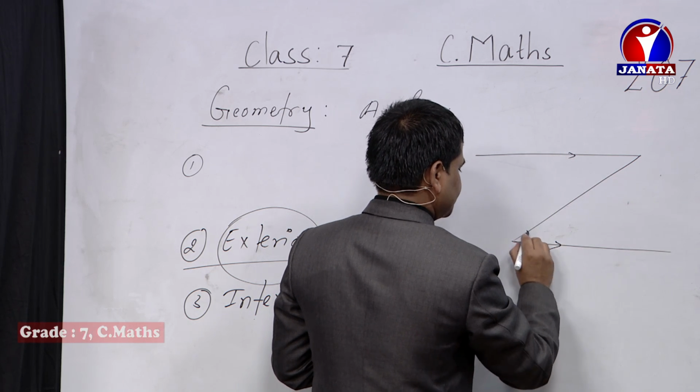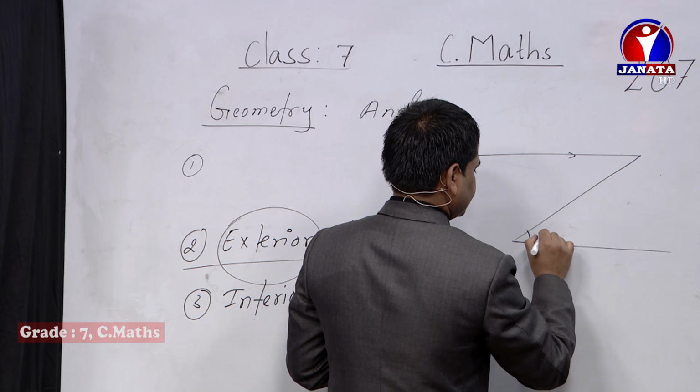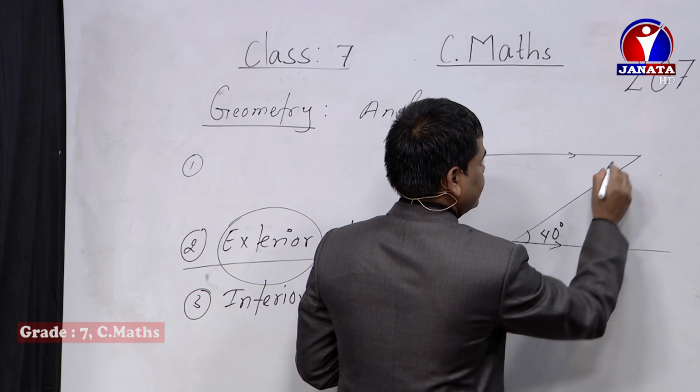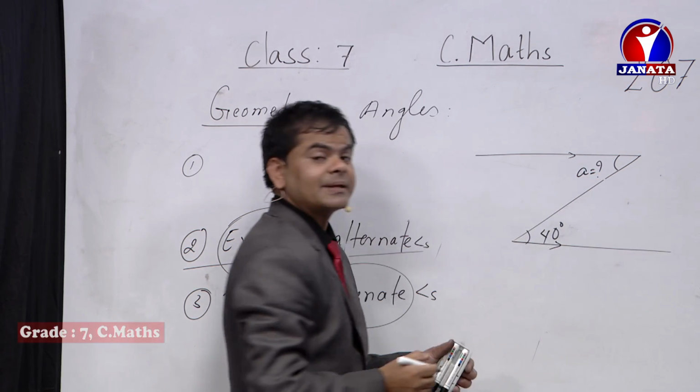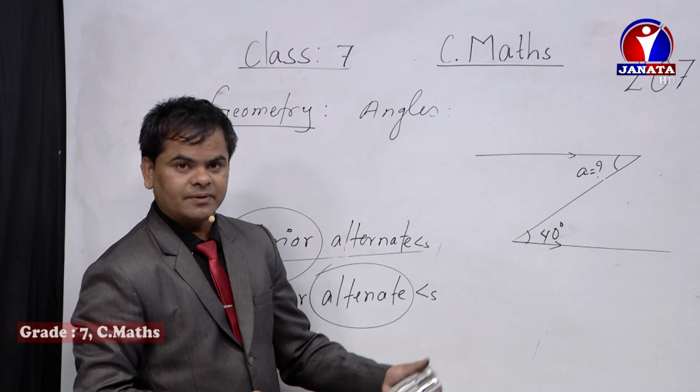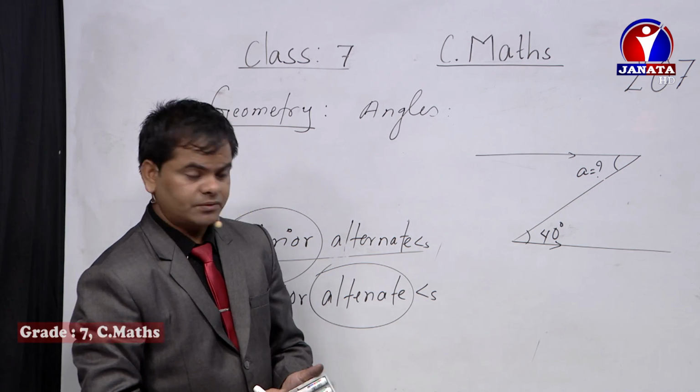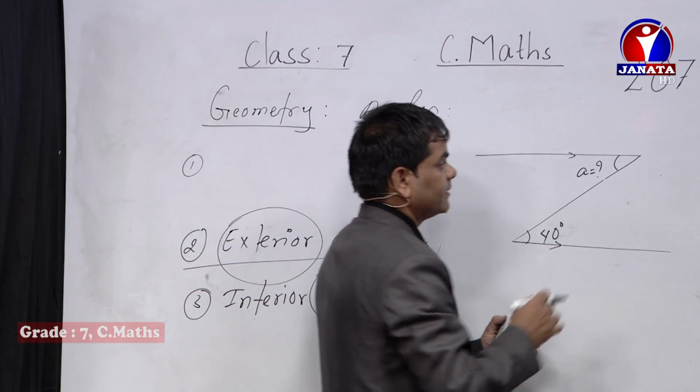These two lines are parallel to each other. For example, this is 40 degrees, then find out the value of this one. Let's call it A. So what will be the value of A? You can do it yourself. Just copy the question. Later on, after completion of this period, you can do that.